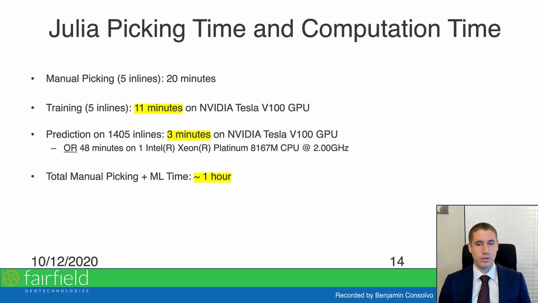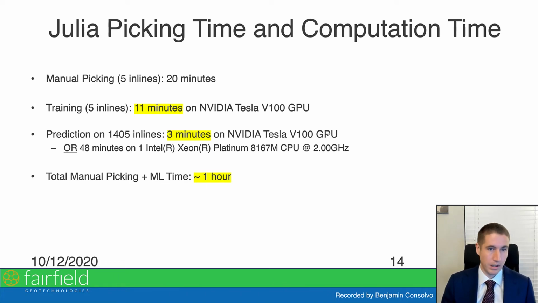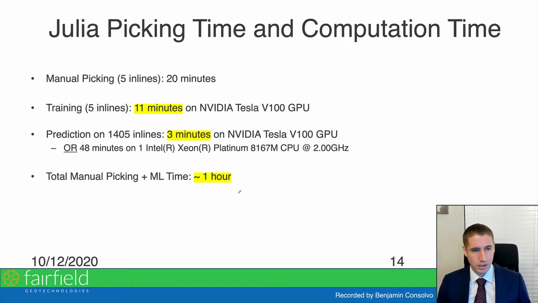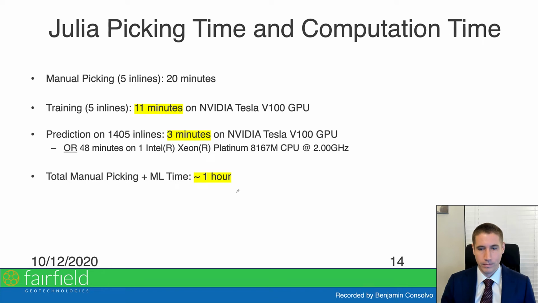The overall results for Julia are as follows. The manual picking of around 5 inlines takes 20 minutes. The training on these 5 inlines on an NVIDIA Tesla V100 GPU takes around 11 minutes. The prediction on the entire 3D volume only takes 3 minutes on the GPU or 48 minutes on the CPU. So the total manual picking time plus machine learning time is about 1 hour. If we compare the total time of 1 hour to 3 weeks of manual time to pick the whole survey, a clear business case can be made for using deep learning with only 1 GPU.